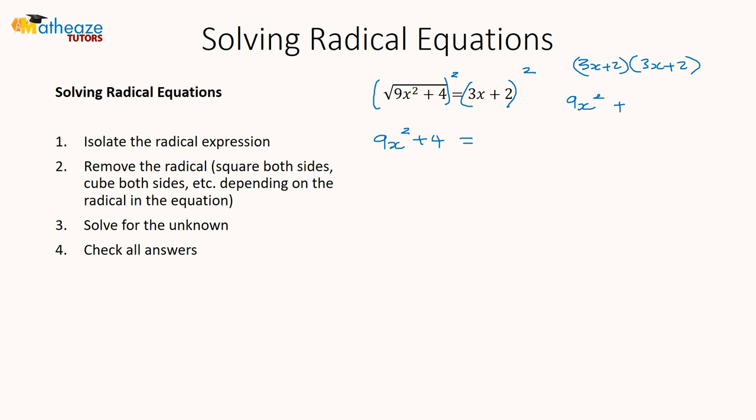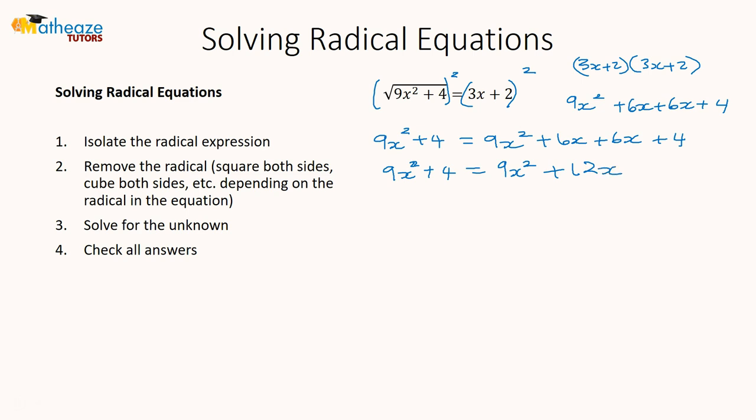So we have 9x squared plus 6x plus 6x plus 4, which is 9x squared plus 12x plus 4. So now let's go ahead and group common terms.